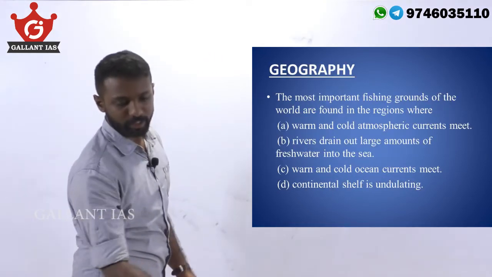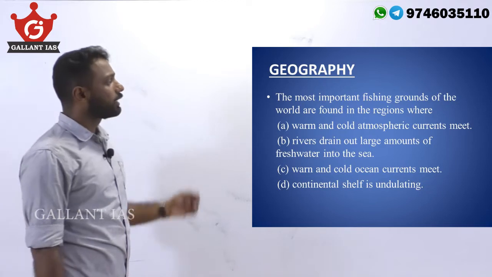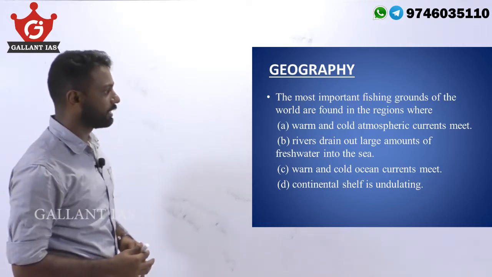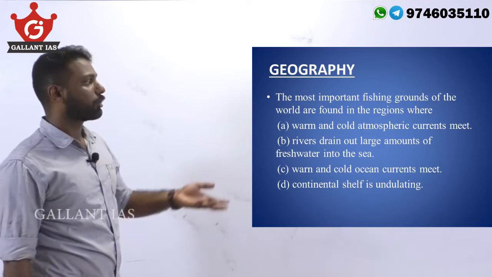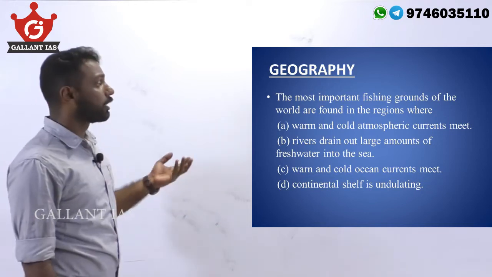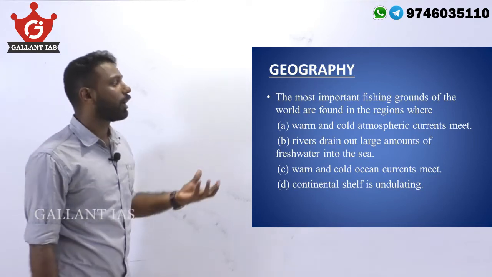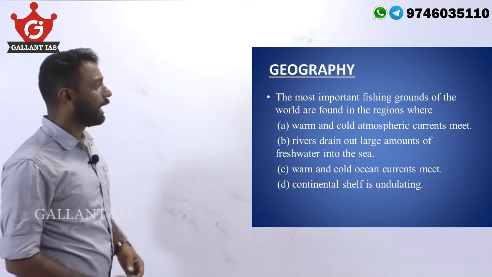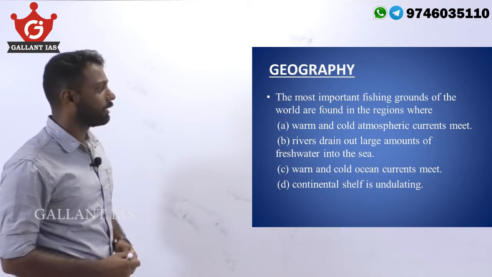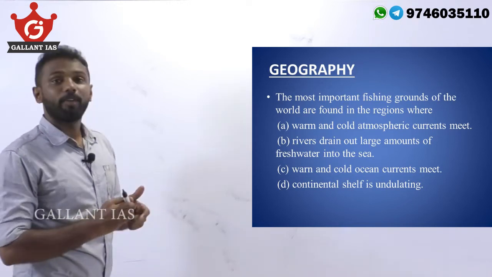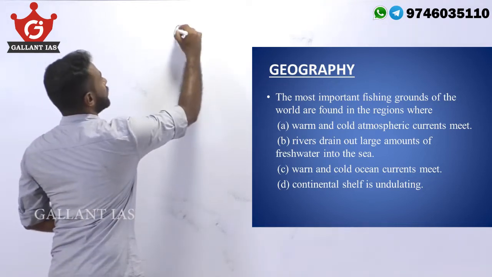Moving on to the next question from geography. The most important fishing grounds of the world are found in the region where warm and cold atmospheric currents meet, river drains out large amounts of fresh water into the sea, warm and cold ocean currents meet, and continental shelf is undulating. Here we must know a concept called ocean currents.